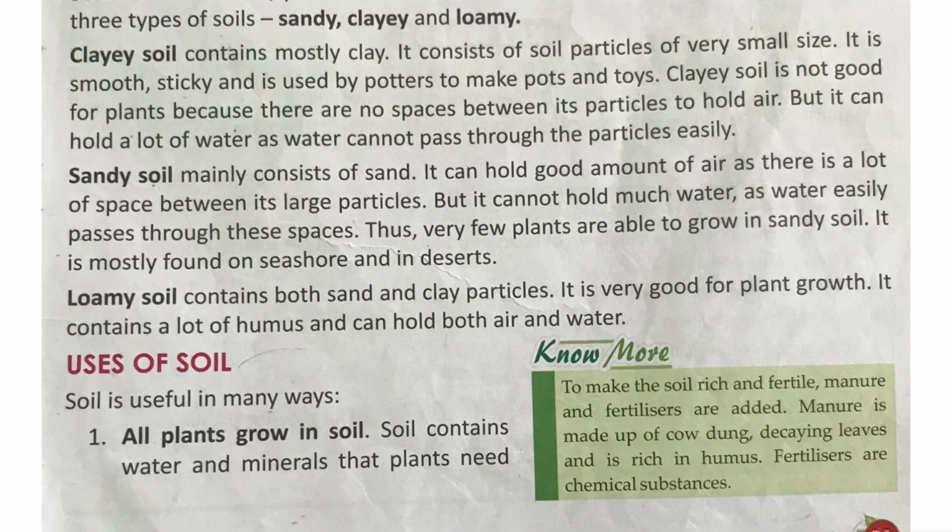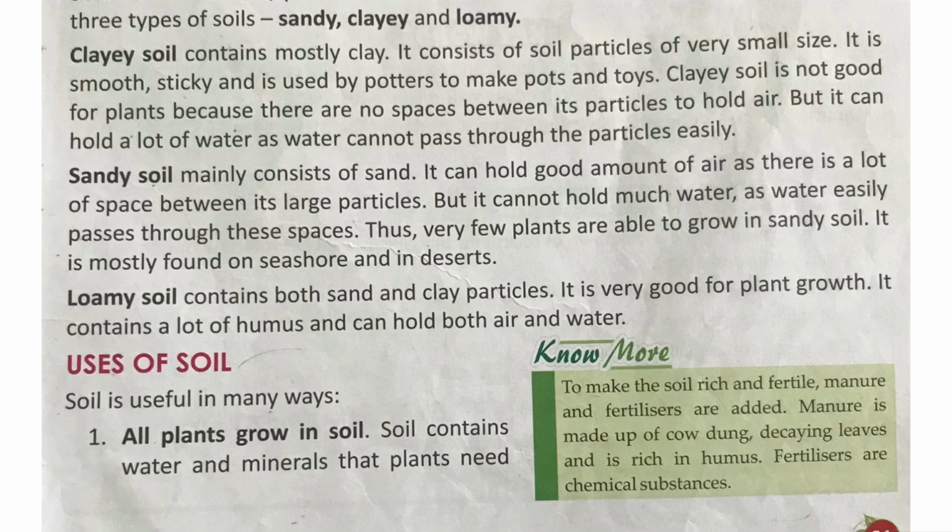Three types of soils: sandy, clay, and loamy. Clay soil consists mostly of clay. It consists of soil particles of very small size. It is smooth, sticky, and is used by potters to make pots and toys. Clay soil is not good for plants because there are no spaces between its particles to hold air. But it can hold a lot of water as water cannot pass through the particles easily.